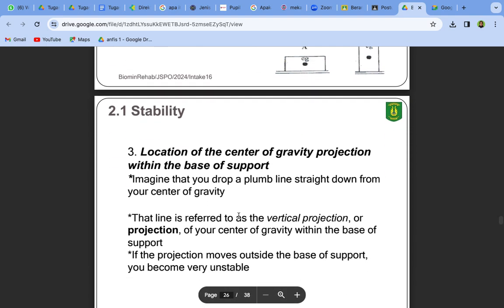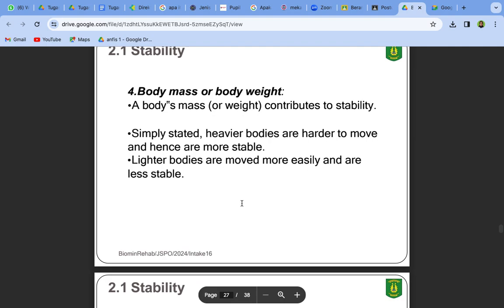The third stability factor is location of the center of gravity projection within the base of support. Imagine that you drop a plumb line straight down from your center of gravity. That line is referred to as the vertical projection of your center of gravity within the base of support. If the projection moves outside the base of support, you become very unstable.